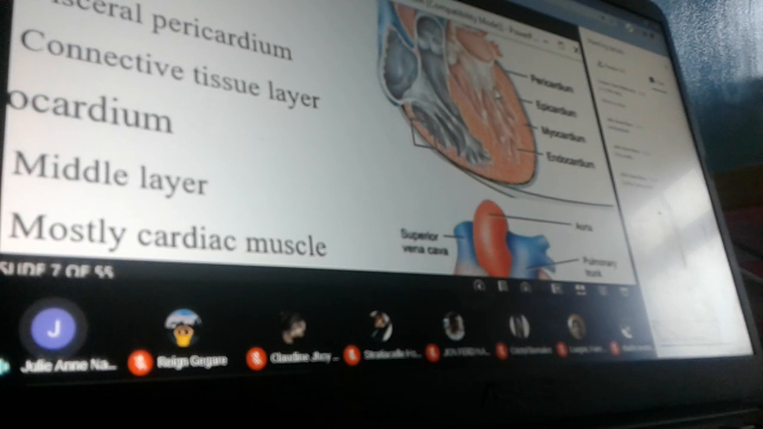So, yung myocardium natin, class, yun yung responsible. Since may muscle siya, siya yung responsible for the pumping action. Okay? Siya yung dahilan kung bakit nagko-contract yung ating heart. Okay? Again, the layer of the heart that is responsible for muscle contraction or the pumping action is the myocardium.